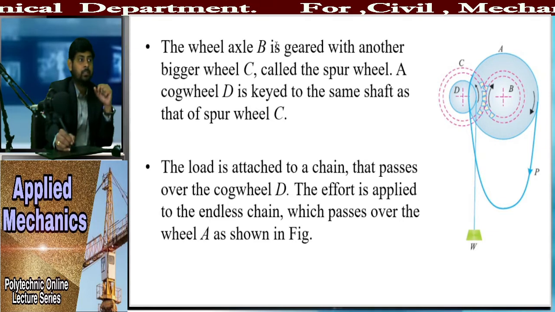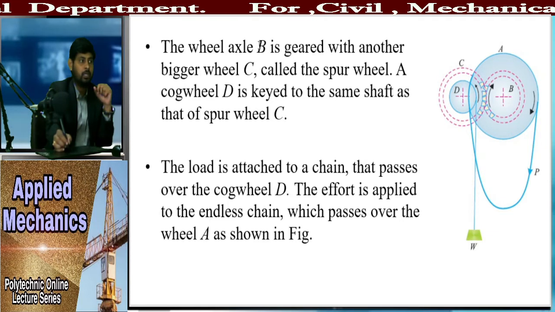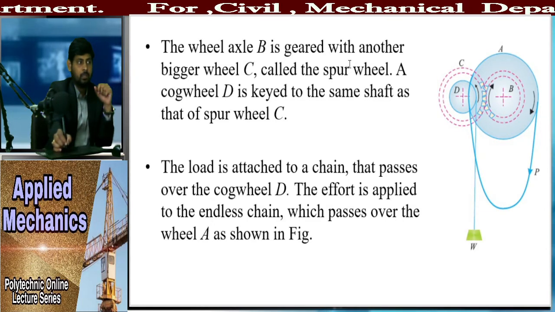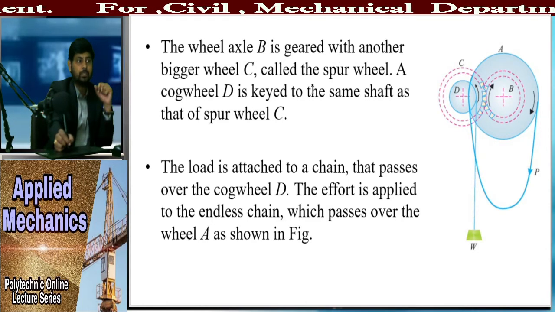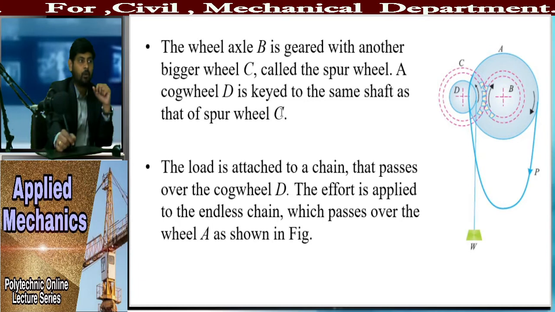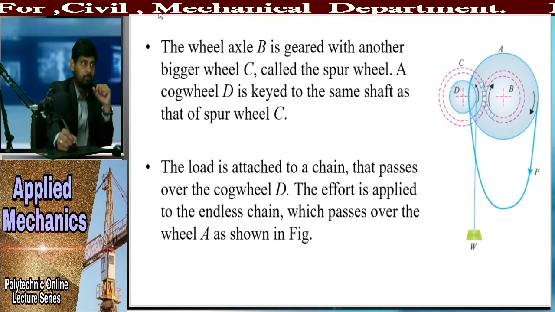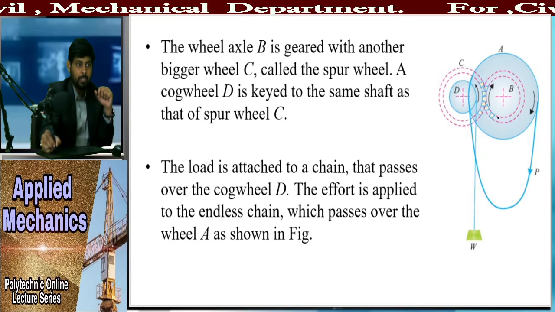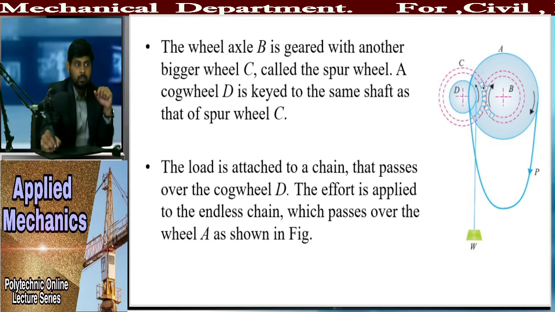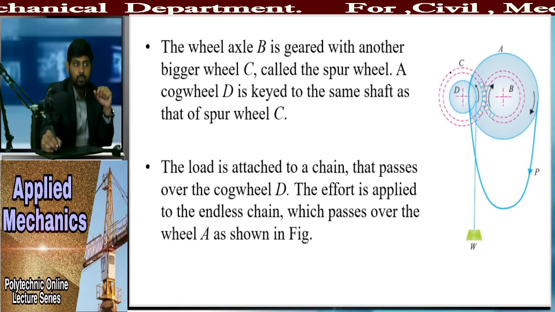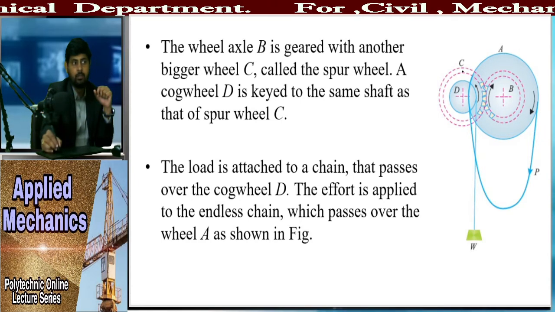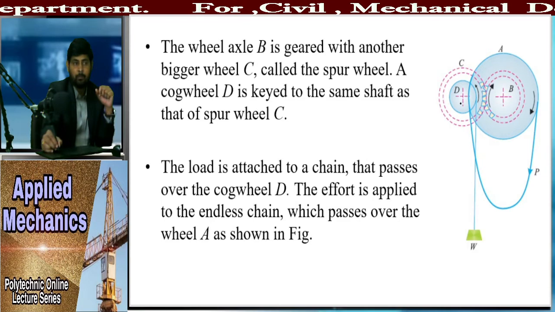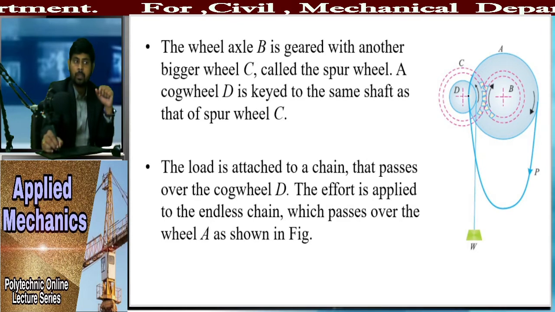After that, the wheel axle P is geared with another bigger wheel C called the spur wheel. A cogwheel D is keyed to the same shaft as that of the spur wheel C. So here you can see this pinion B is attached to the spur wheel C, and pinion D is also mounted on the same shaft of C.